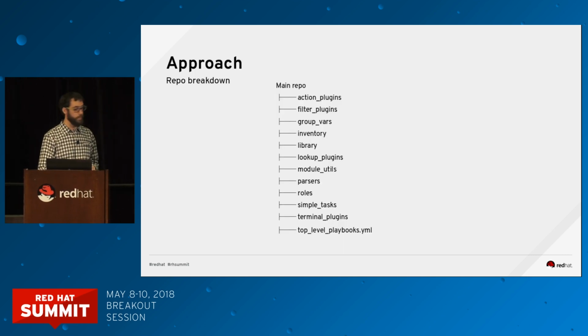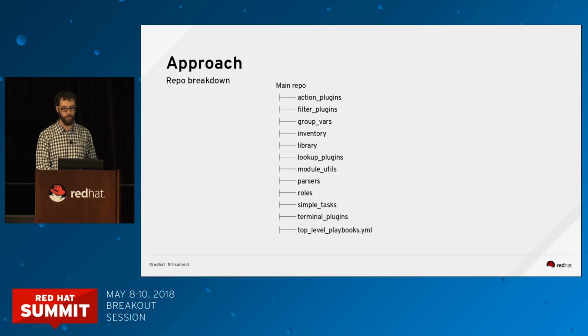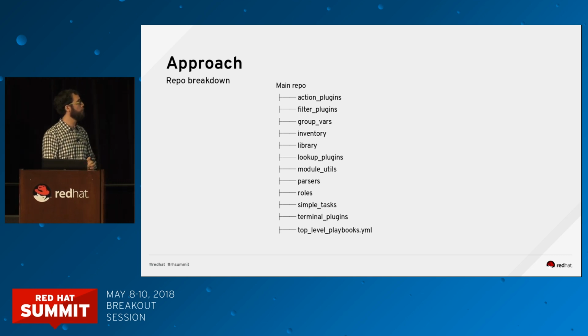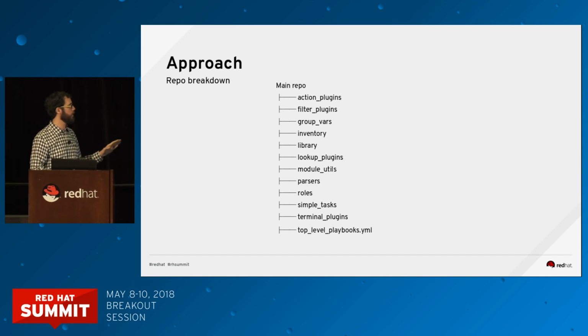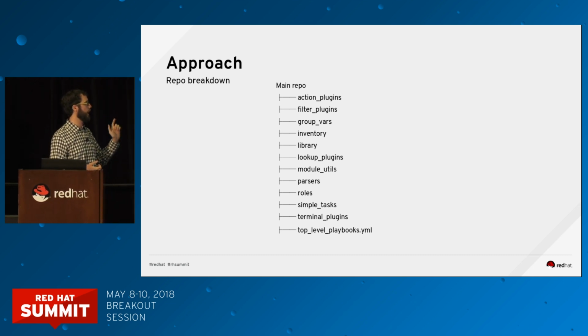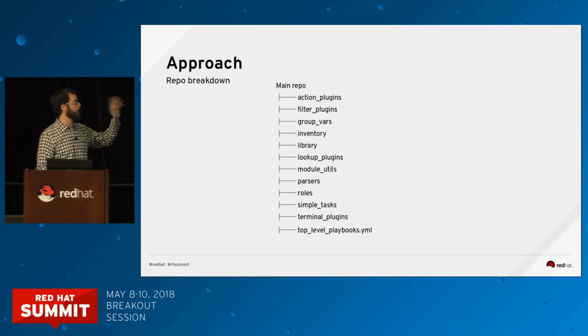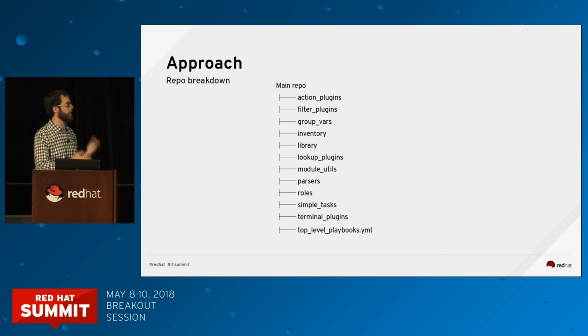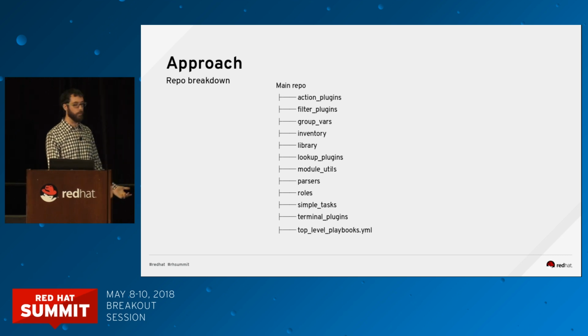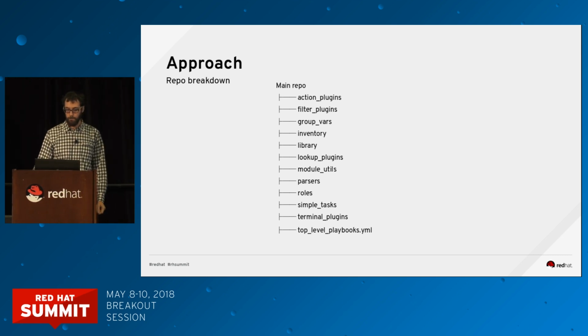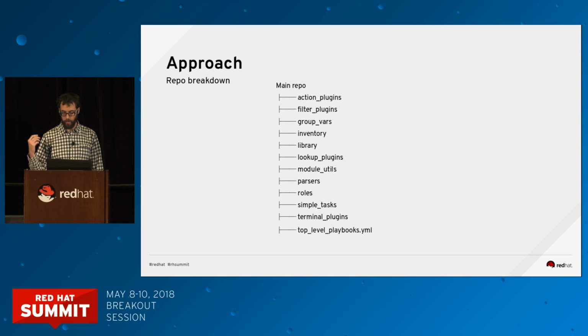So for the approach, let's start with the repository, the Ansible repository that we hosted on their GitHub. It's pretty standard for the most part. A few key things to take away: we had some custom modules in the library, and a lot of custom plugins, action, filter, lookup, terminal plugins. But the bulk of the work, like Landon said, was done in the roles.